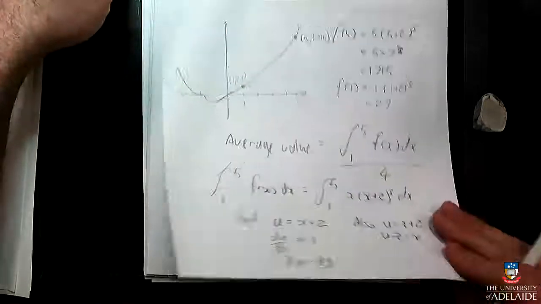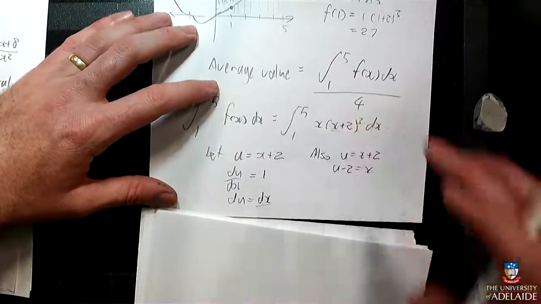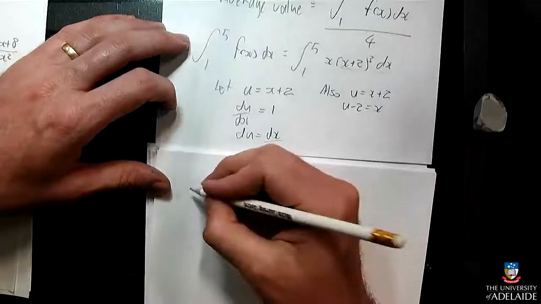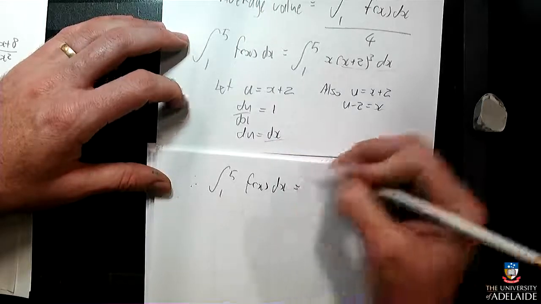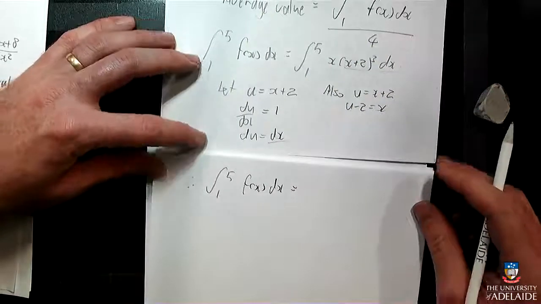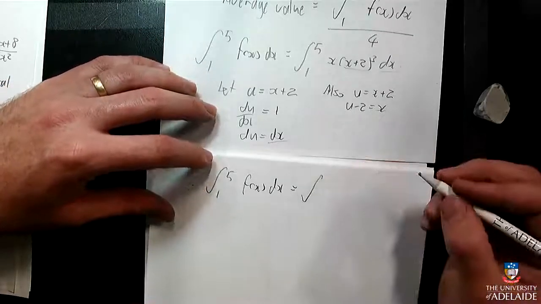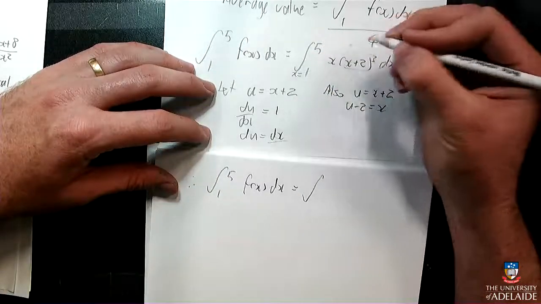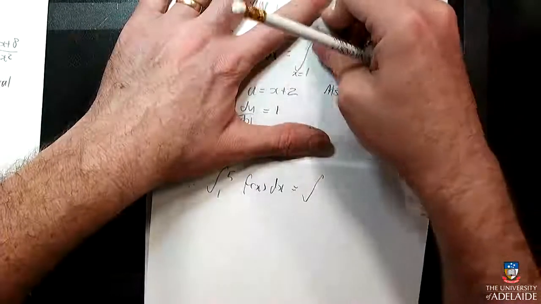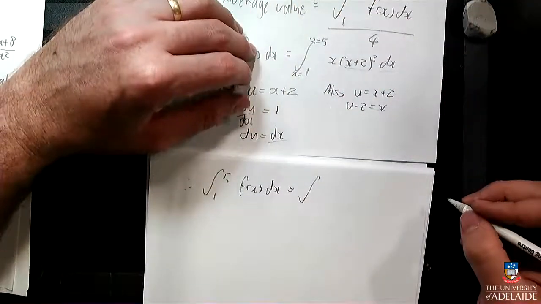All right, well, what that's going to do is call this thing inside the x cubed u, and this thing outside the x u minus 2, and it's going to be easier to expand out. And so, therefore, the integral from 1 to 5 of f of x dx. This 1 is referring to the value of x at this spot, and this 5 is referring to the value of x at this spot. So I'm going to have to figure out what they are in terms of u.